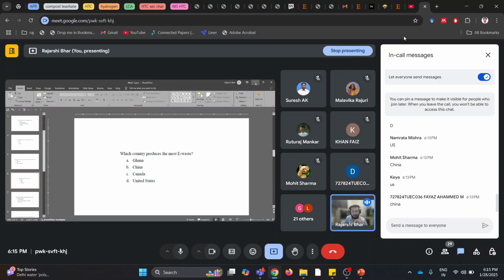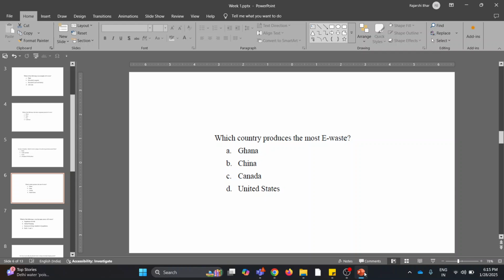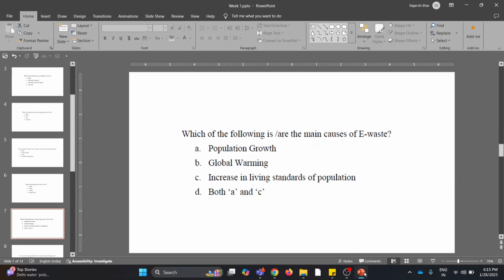So the per capita data and the total quantum data both give you an interesting outlook on e-waste related issues. So I guess that helps. And then the next question: which of the following is or are the main causes of e-waste generation?